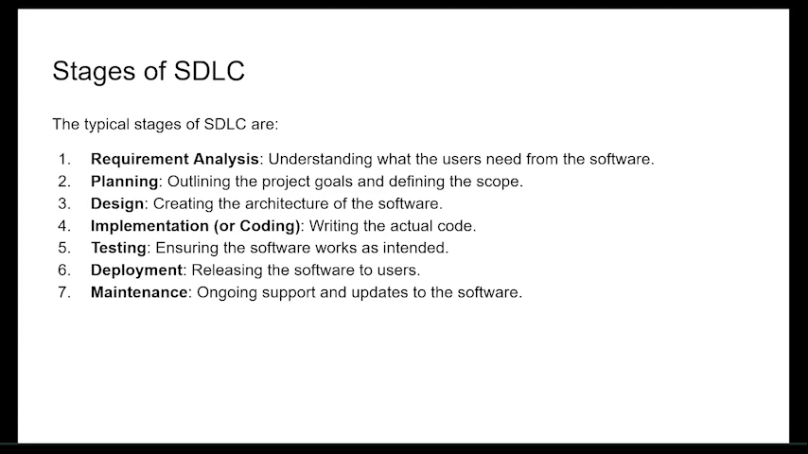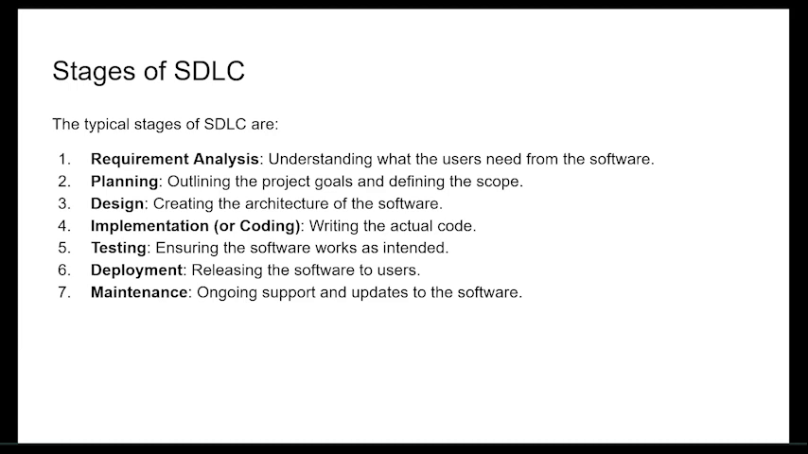For our third stage, we have design, creating the architecture of the software. This phase usually involves designing the system structure, components, interfaces, and data flow. For our fourth stage, we have implementation or coding. This is writing the actual code. For our fifth stage, we have testing, ensuring that the software works as intended, and this stage usually involves various testing methods to identify and fix bugs.